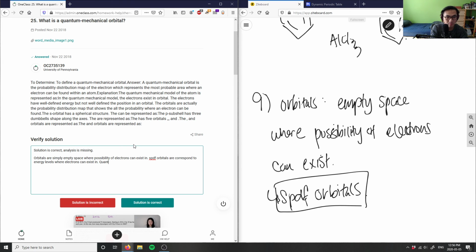A quantum mechanical orbital just relates electrons to waves and helps us calculate the probability in which electrons can exist in the orbital. So the solution here is correct.